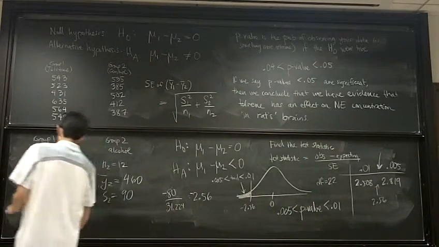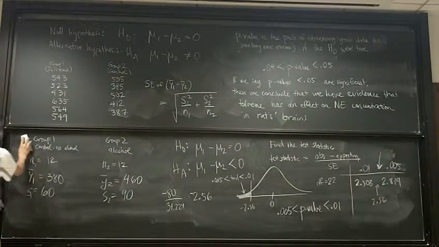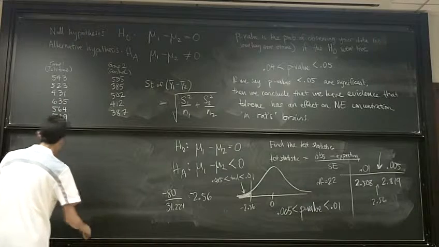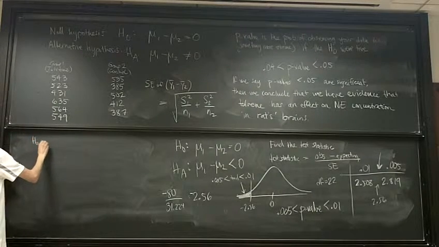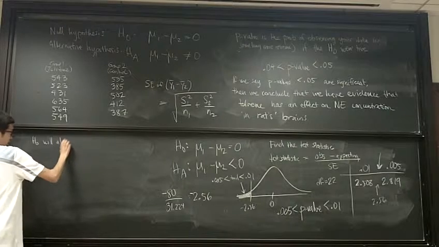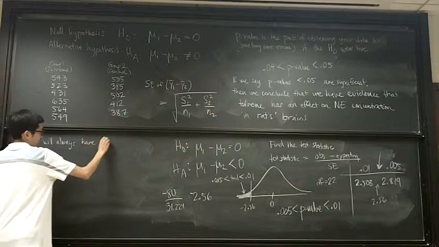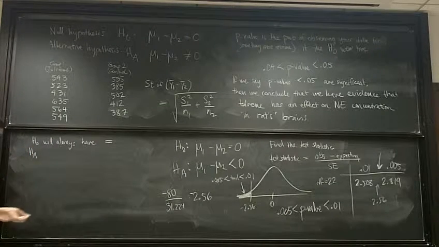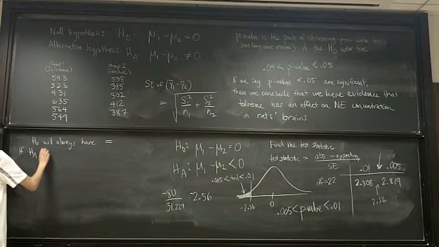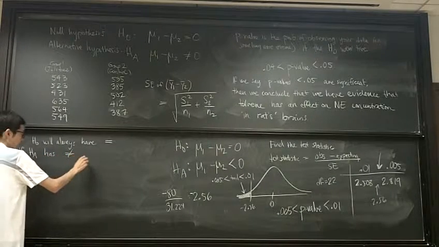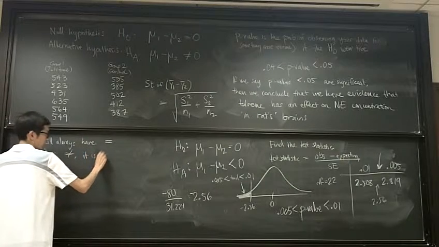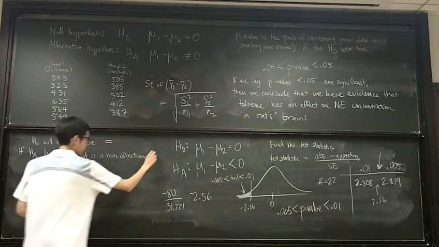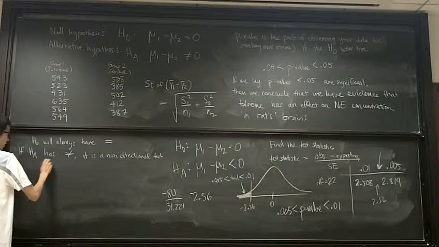Alright, so just to summarize, the difference between a directional and non-directional test. The null hypothesis will always have an equal sign. But the alternative might have different ones. So if the alternative has not equal, it is a non-directional test. Find the tail probability and then double it.